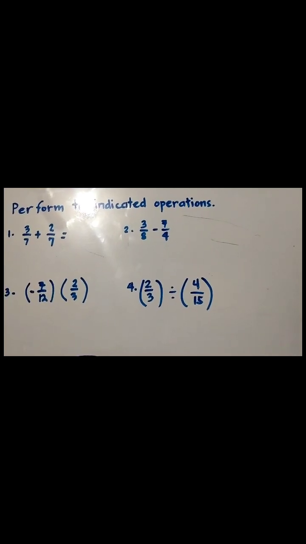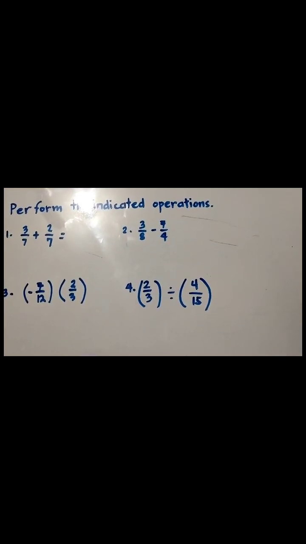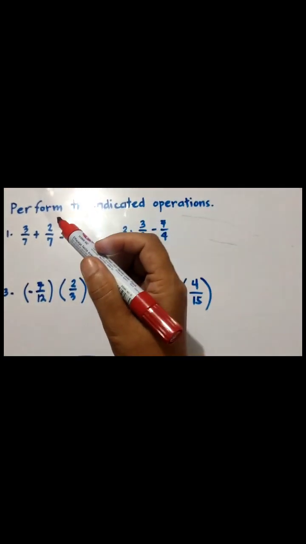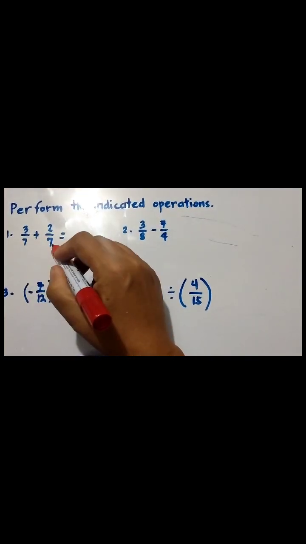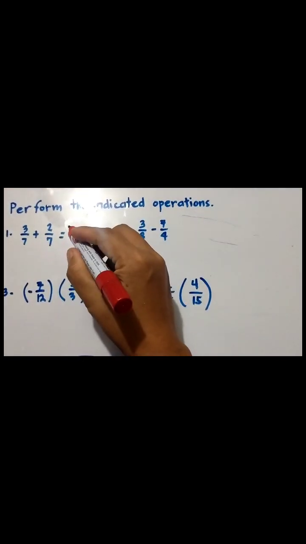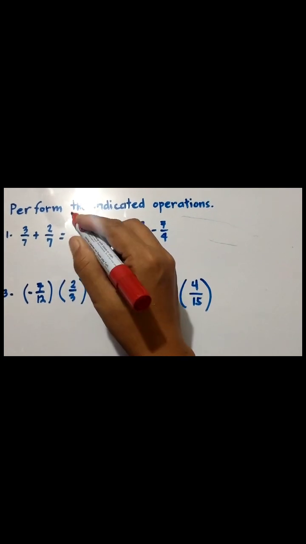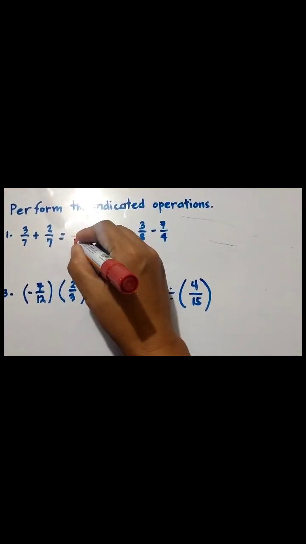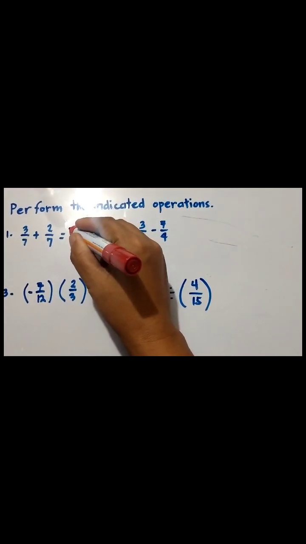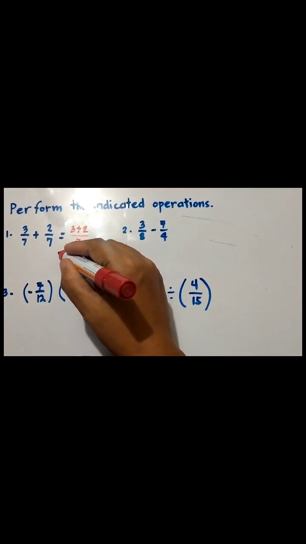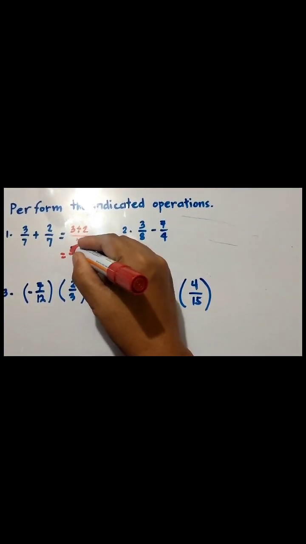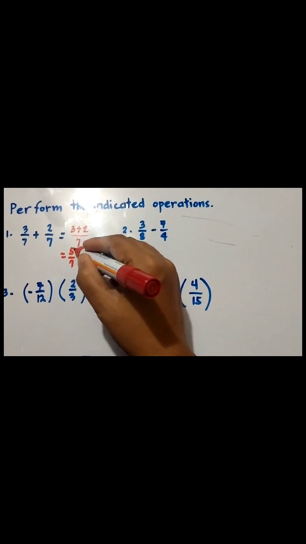Okay, for today's video, we're going to perform the indicated operations on these rational numbers. To start, we have number 1, 3/7 plus 2/7. Since they have the same denominator, we are adding similar fractions. So we simply copy the denominator, which is 7, and then we add the numerators 3 and 2. So we have 3 plus 2, it's 5 over 7.